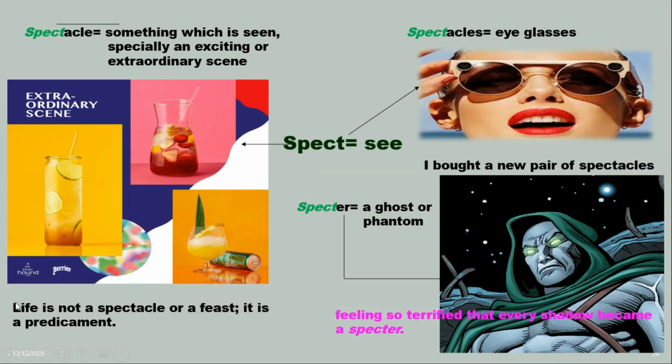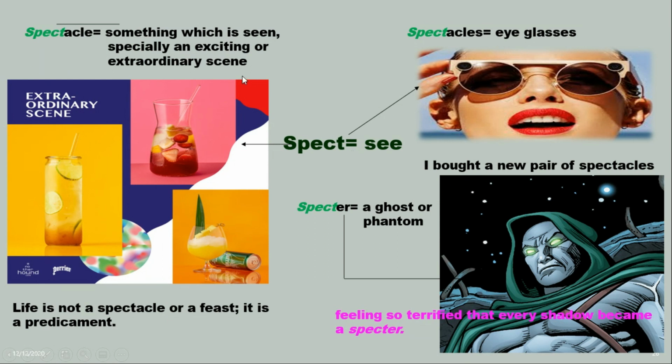For example, life is not a spectacle or a feast. It is a predicament. Next, look at the word spectacles. Eyeglasses. I bought a new pair of spectacles. Next, look at the word spectre. A ghost or phantom. Example, feeling so tired, terrified, that every shadow became a spectre.